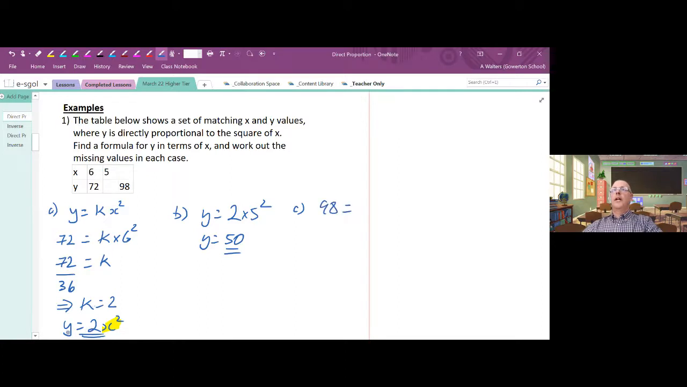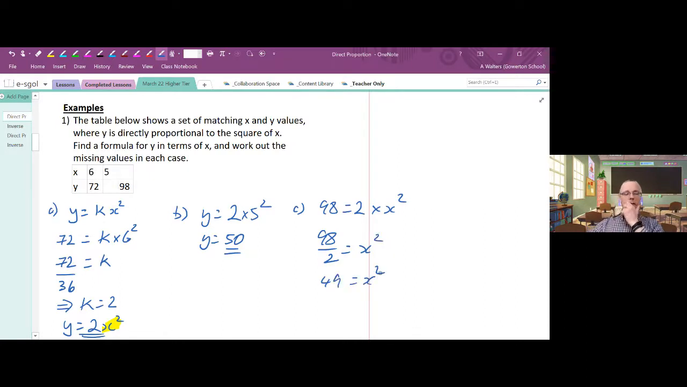And then 98 equals 2 times x squared. Okay, so it's just a bit of algebra then to rearrange. Multiplying by 2 on the right, when I take it over to the left, I divide. So 98 divided by 2 is equal to 49. So basically 49 equals x squared.